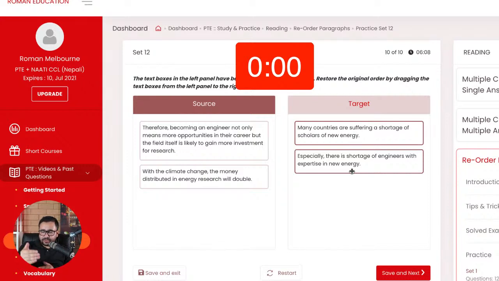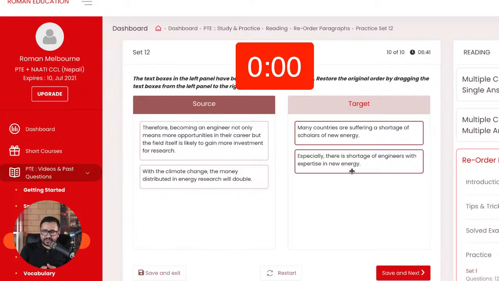So these 2 sentences are connected with each other. First, many countries are suffering a shortage of scholars of new energy, and then after that, especially, there is shortage of engineers with expertise in new energy. Now you have 2 more sentences left. If you put one of them in the right place, the other one will be automatically in the right place. What that means is you can now find out which is the last sentence, and that way you will automatically find the third sentence, or you can find out which is the third sentence and you will know which is the last sentence automatically. Whichever is easy for you, you can do that.